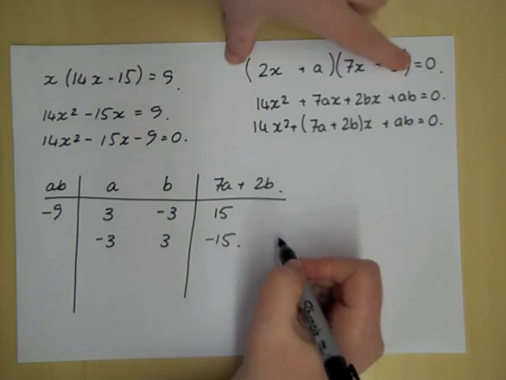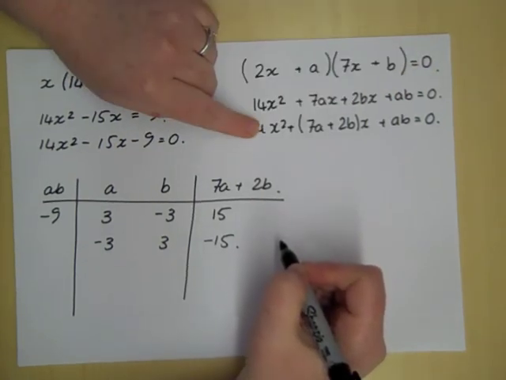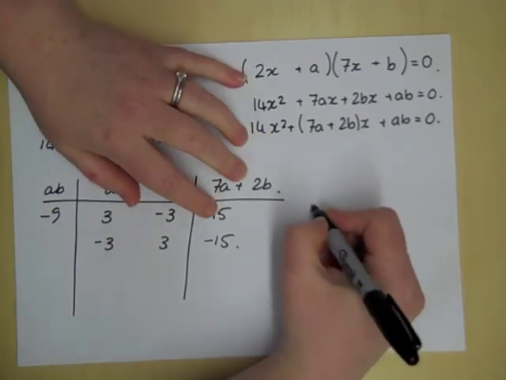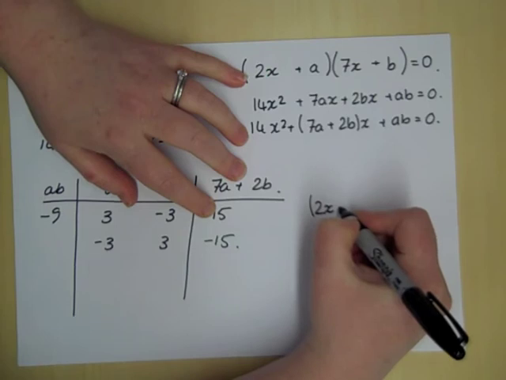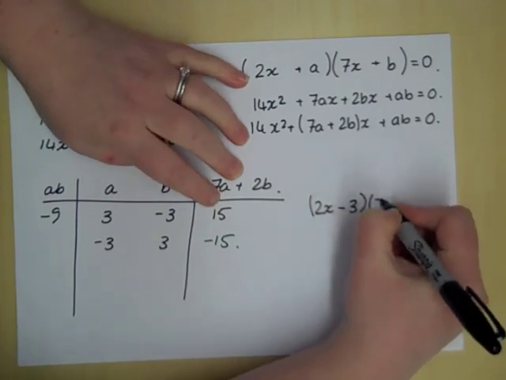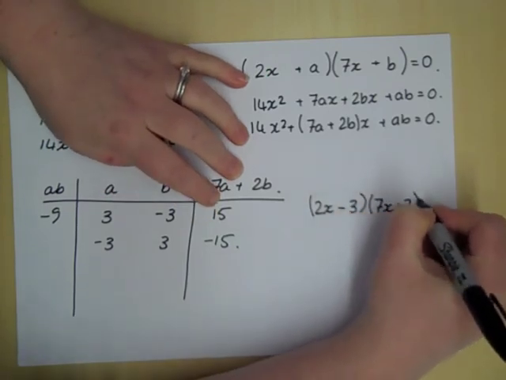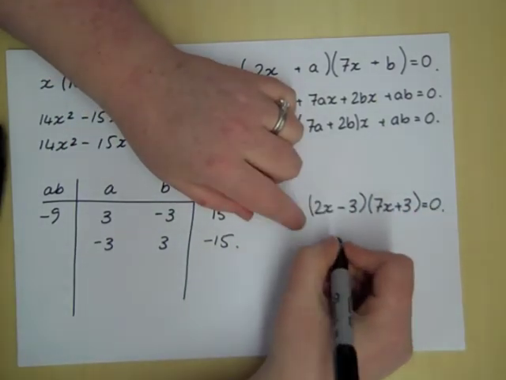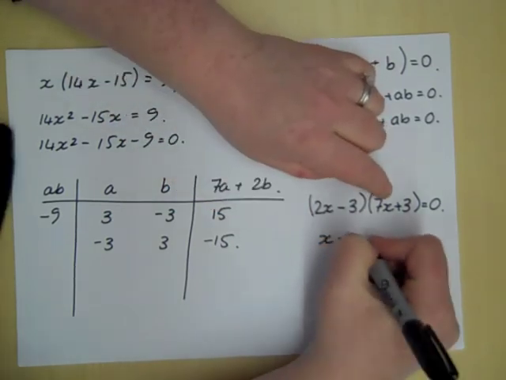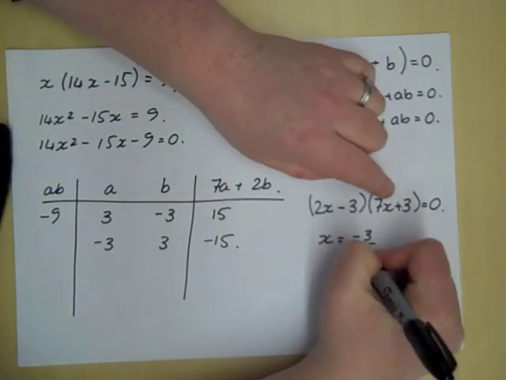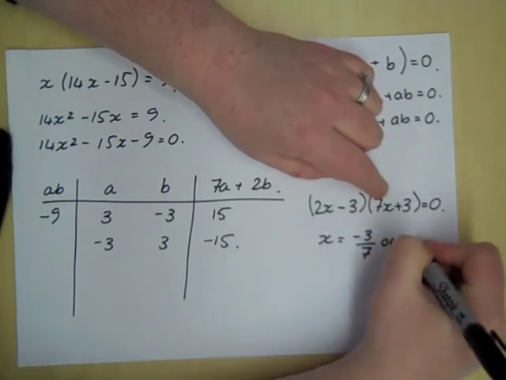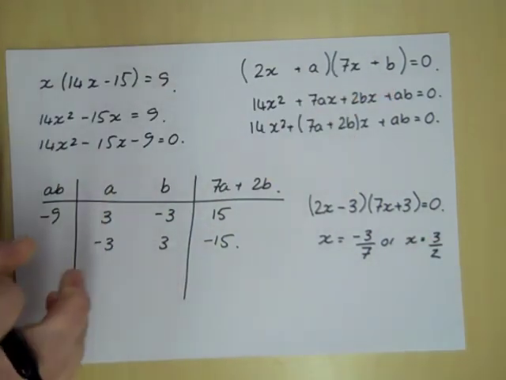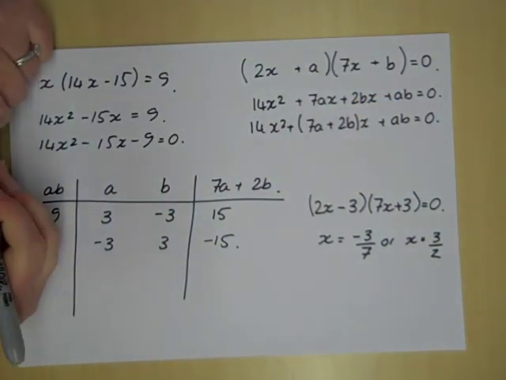So now I'm going to take this pair of brackets, but I'm going to replace my a and my b by my values minus 3 and 3. So 2x minus 3 into 7x plus 3 is equal to 0. So in this case, if I solve it, this means that x is equal to minus 3 over 7, or x is equal to 3 over 2. And I can just leave these as improper fractions or as fractions, that's just fine.